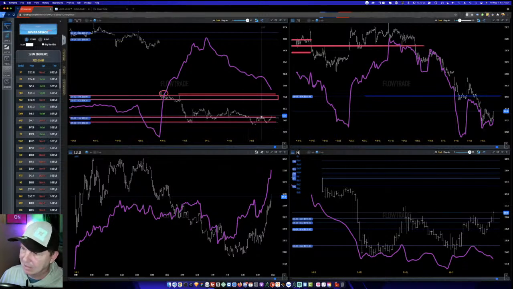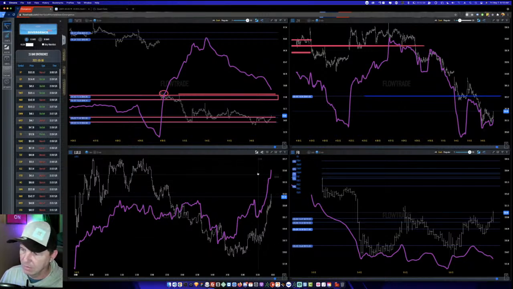Twitter's maintained this support pretty significantly. The algo is curling down. It may be coming down to complete the divergence. We'd like to see it curl up and drag price higher. 57 is going to be the significant level for Twitter. Zoom price action is currently trading with the algorithm. We got a block at 301 that's going to provide resistance.